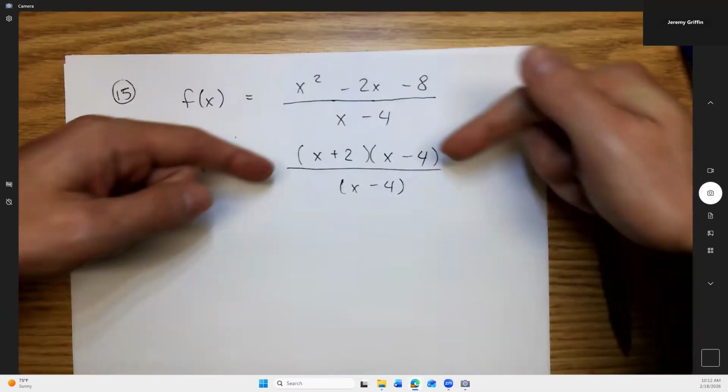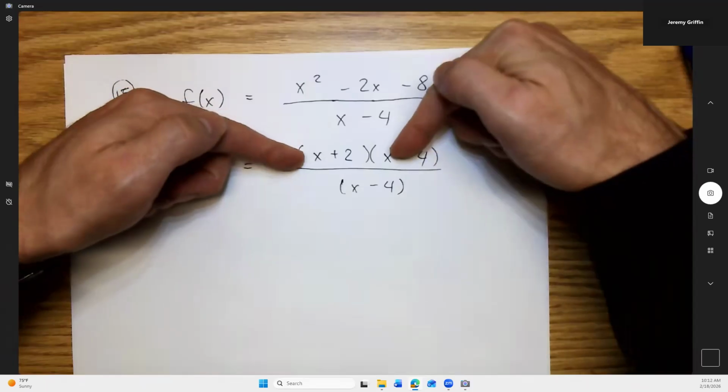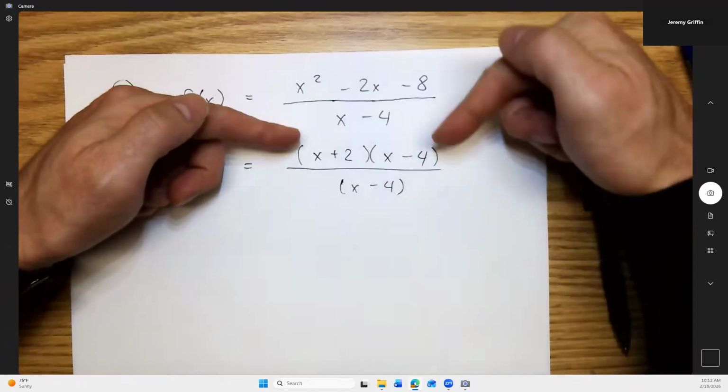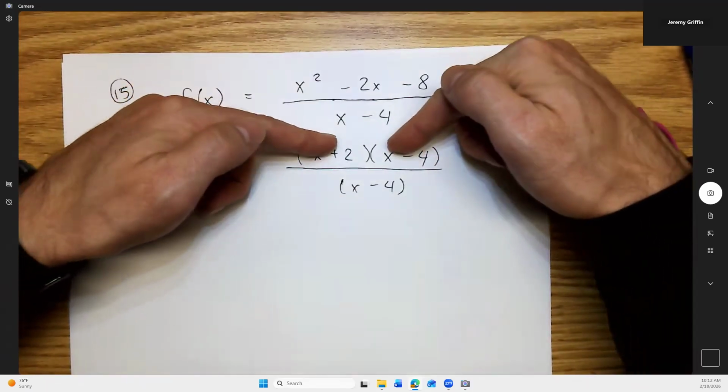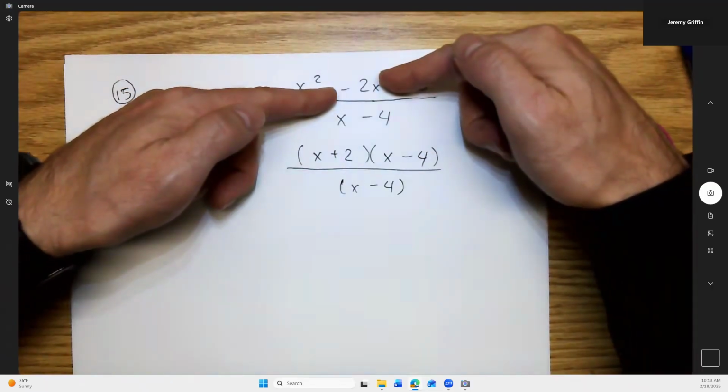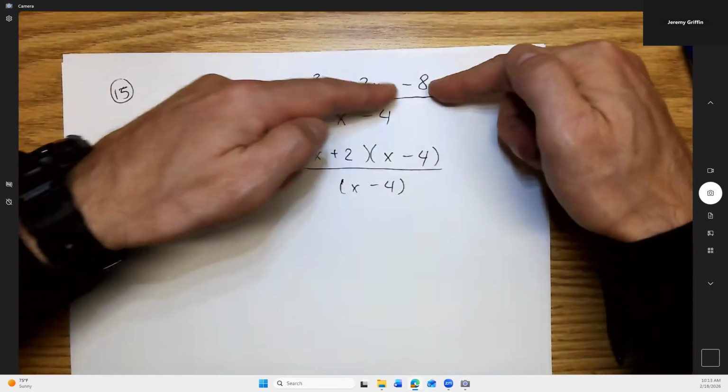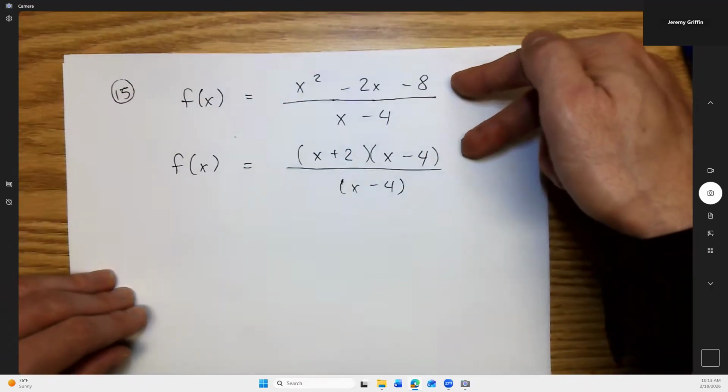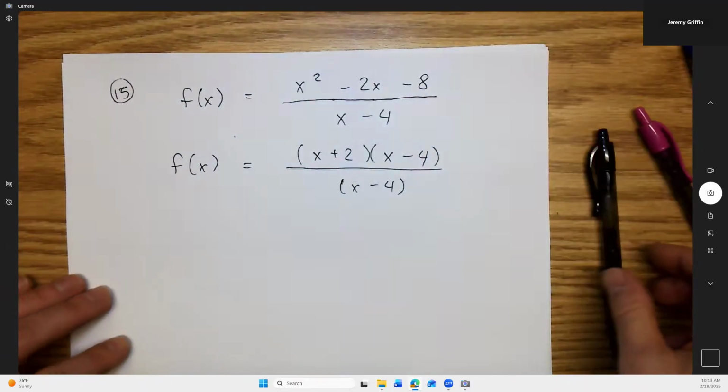It'd be like this. So let me show you guys with FOIL. So first, x times x is x squared. Bing. Outside, negative 4x. Inside, 2x. That makes negative 2x. Bing. And last, 2 times negative 4 is negative 8. Bing. So that does factor like that. Okay. Yeah. Long division will also get you there.